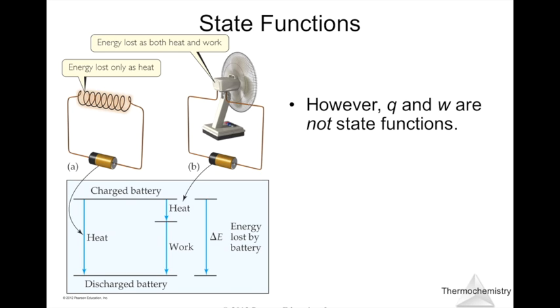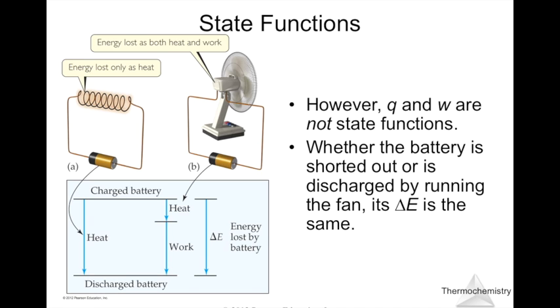Q and W, heat and work, though, are not state functions. Okay, so you could have this battery here. You could short it out and lose all of your energy as heat. Right, so if you start with a charged battery and end with a discharged battery, the delta E, no matter what, is the same, but you lost it all as heat, right?